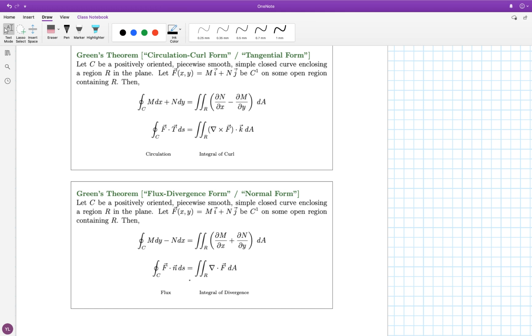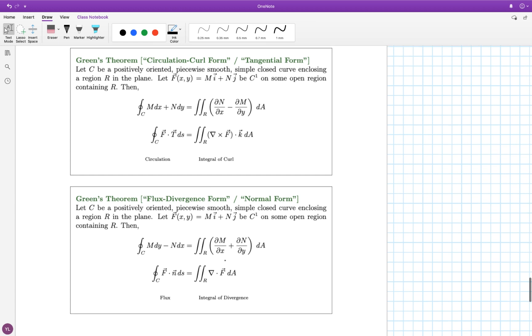We'll talk about flux more when we get into the other theorems of this chapter. But anyway, now we know what curl and divergence is.